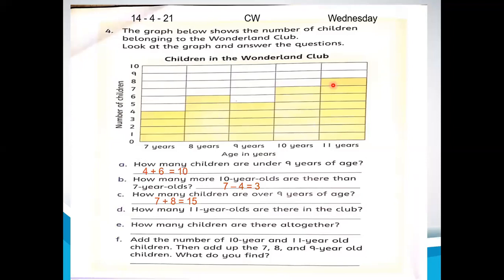Here, the number of children whose age is 11 years old is 8. So we will write here just only 8. 8 students have 11 years old age. Okay. Everybody is writing with me? Yes. Everybody writing with me.